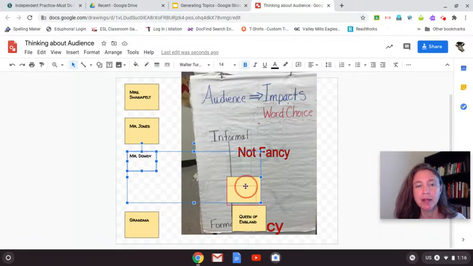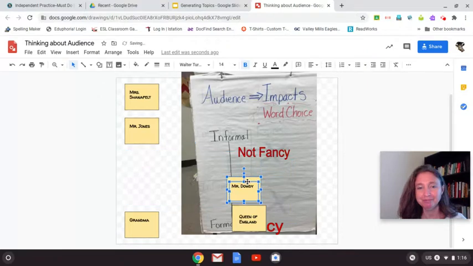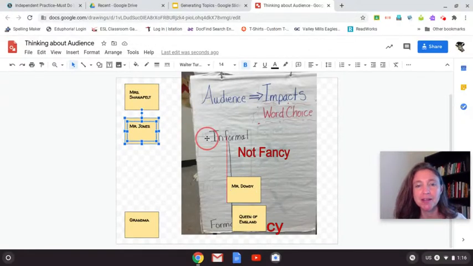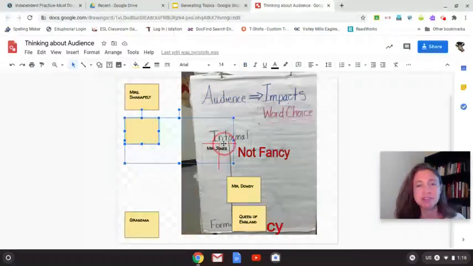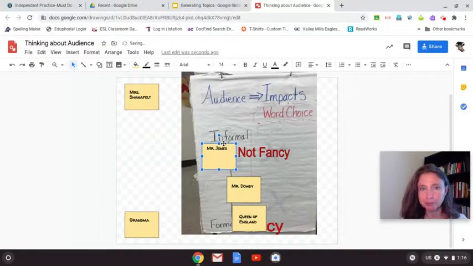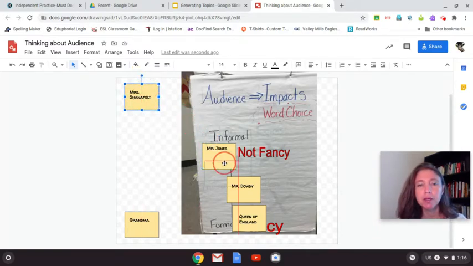All right, how about Mr. Jones? Where would Mr. Jones go? I bet you already know where Mr. Jones would go, right? He's going to go someplace around informal, right? He's definitely not going to be as fancy as Mr. Dowdy. He's not going to be as fancy as the Queen of England, but we're still maybe not going to use just any word we know around Mr. Jones, right? Where does Miss Shonfog go? Is she as formal as Mr. Dowdy? Maybe not. Is she as informal as Mr. Jones? Probably not. Probably somewhere in the middle.